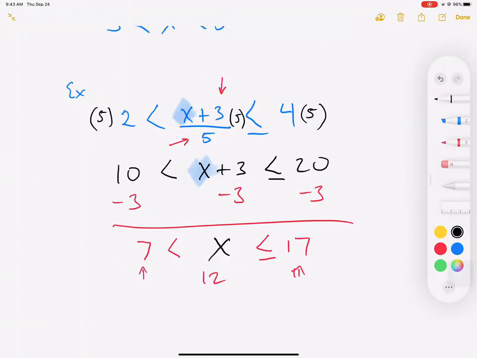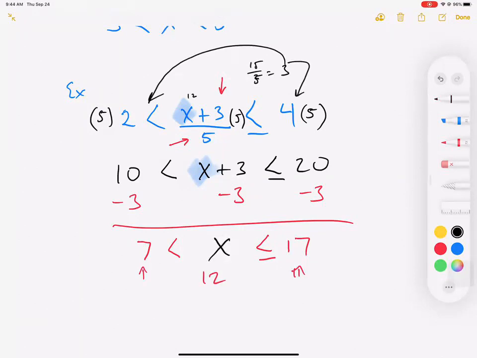So if I write 12 here, 12 plus 3 is 15. And 15 divided by 5 is 3. Hey, and 3 is between 2 and 4. That was an answer that worked. Turns out any of the answers between 7 and 17 will make that a true statement, though they might be decimals.